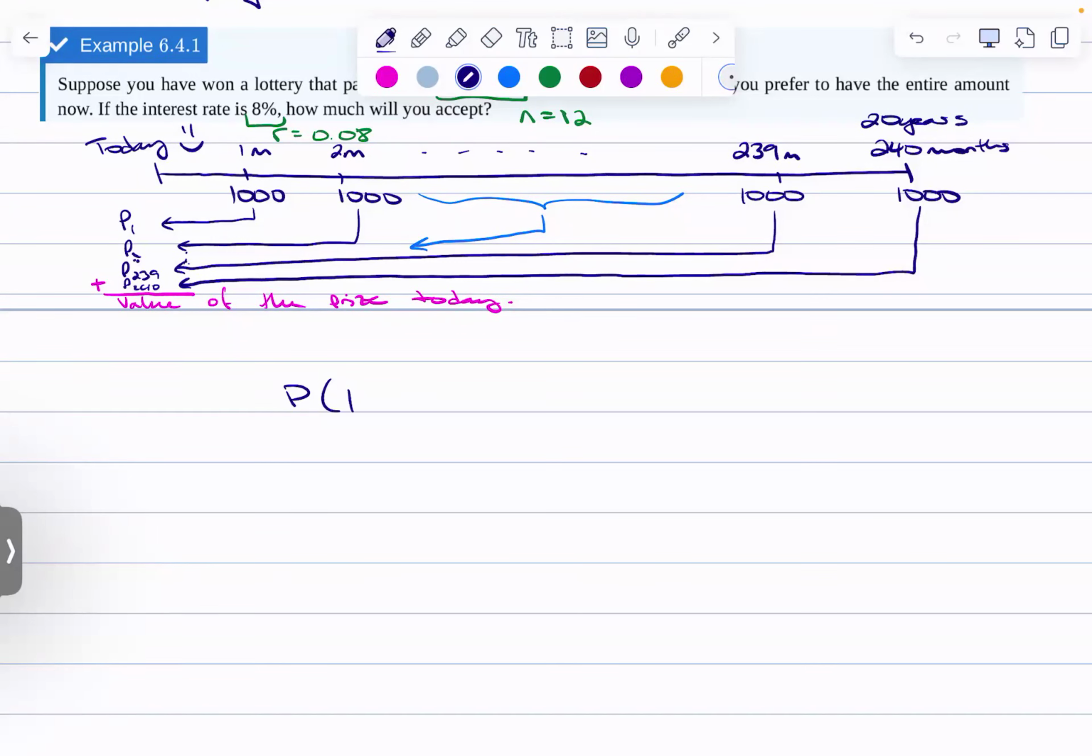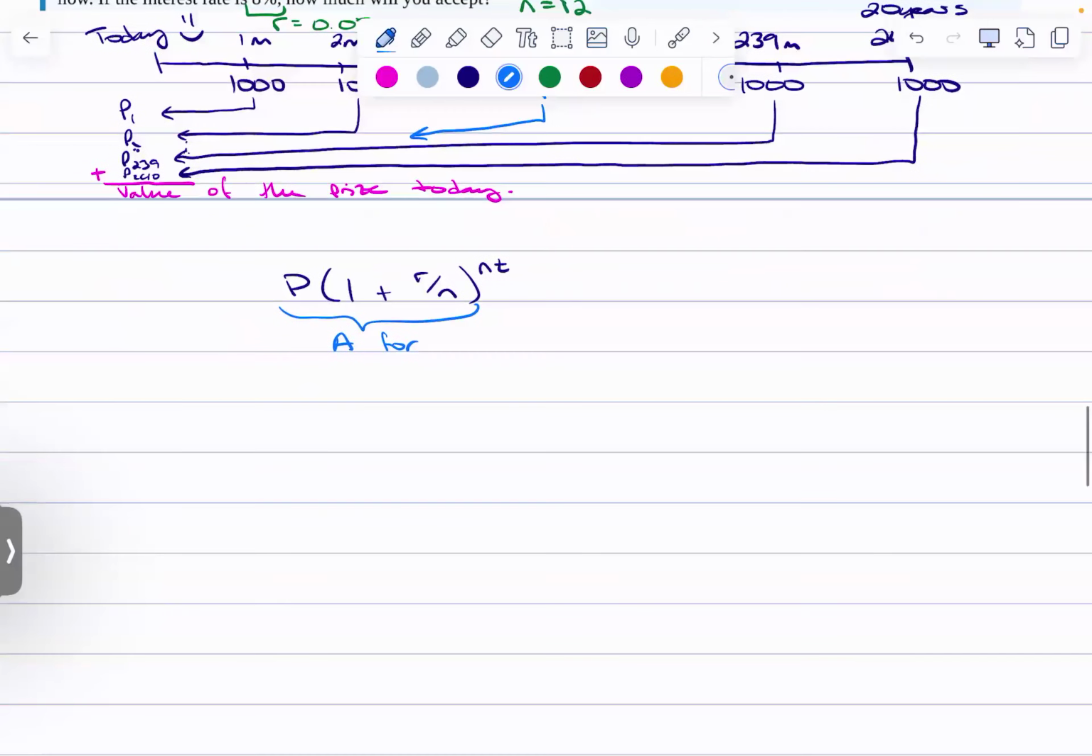P times (1 plus r over n) to the n times t. That looks familiar. That looks like just a compound interest formula. Okay. This is A for compound interest.